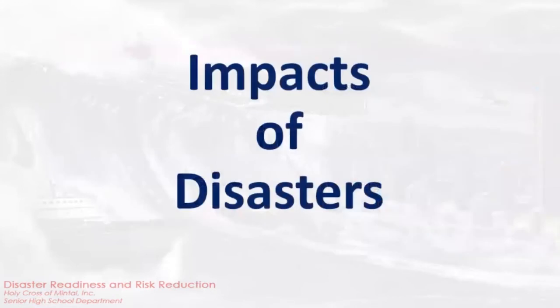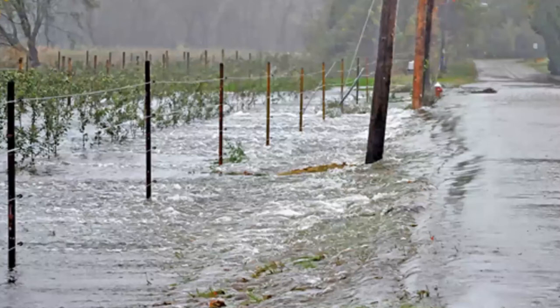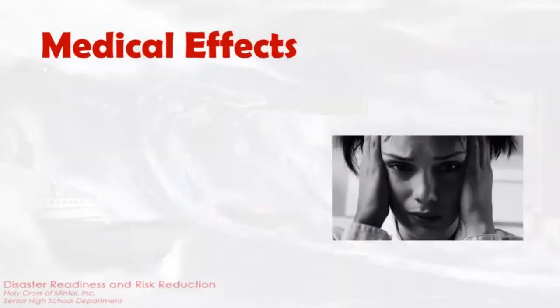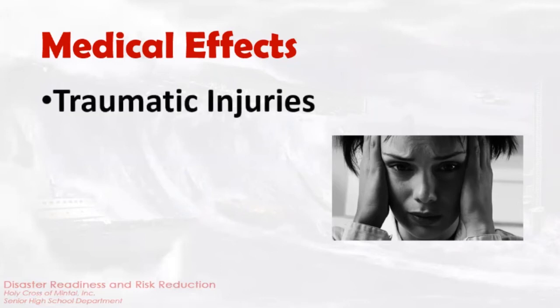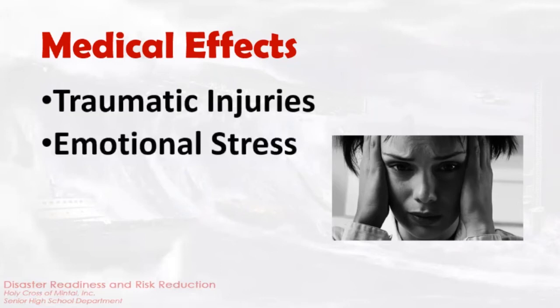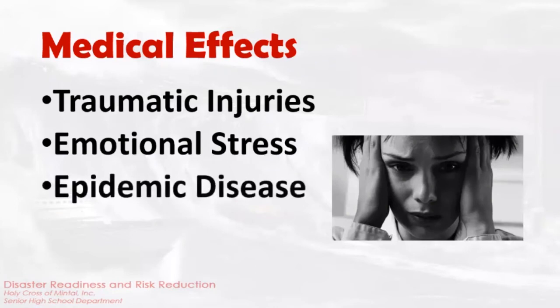Ayan. Okay? Next, let's talk about the impacts of your disaster. What are the effects of your disaster? Ito yung mga baha. Example ng baha natin. First is medical effects. The medical effect of your disaster, it can cause traumatic injuries, emotional stress, and epidemic diseases like your leptospirosis. Even your dengue, pumapasok din dyan. So these are your medical effects of your disaster. Again, traumatic injuries, emotional stress, and epidemic diseases.